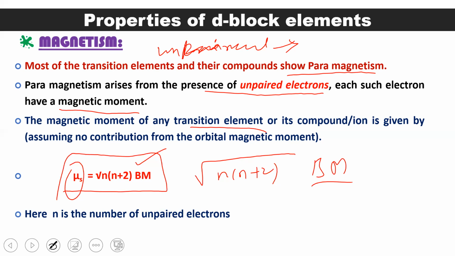So what is the formula? Mu means the magnetic moment, and mu is equal to under root n into n plus 2. Here n means the number of unpaired electrons present in the element or compound. Remember this simple formula, then you can easily calculate the magnetic moment of any compound, ion or element. Here n means unpaired electrons.